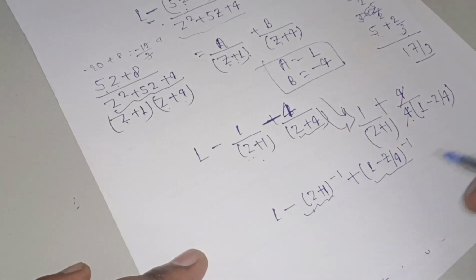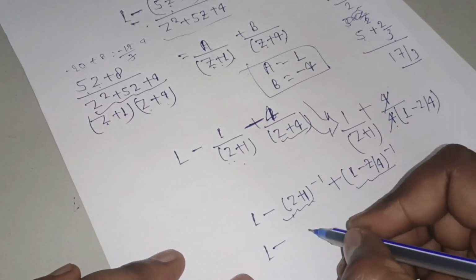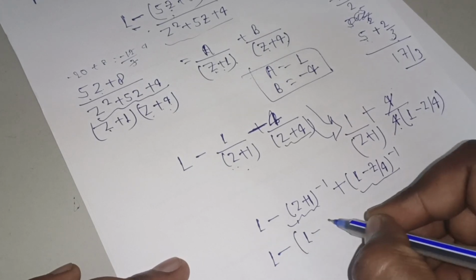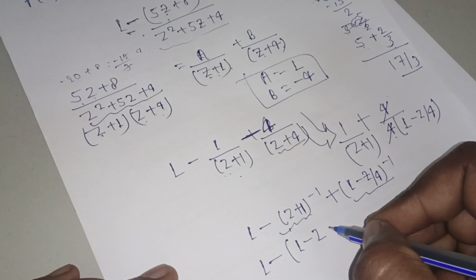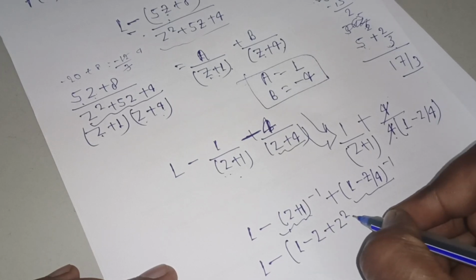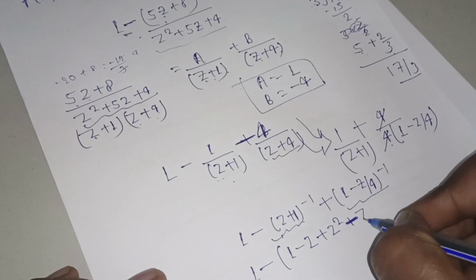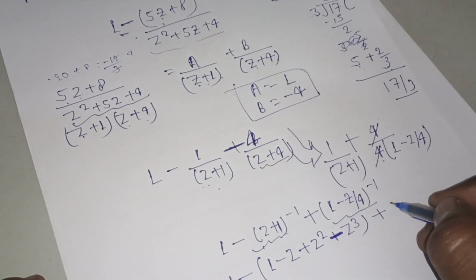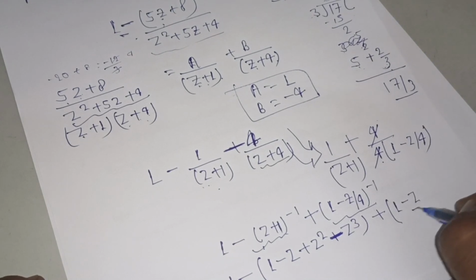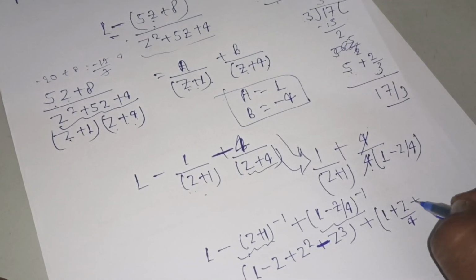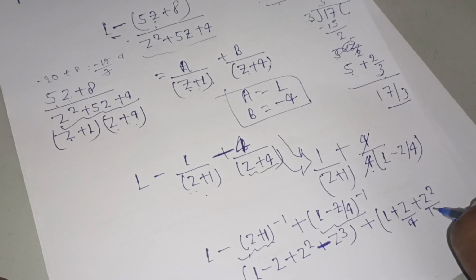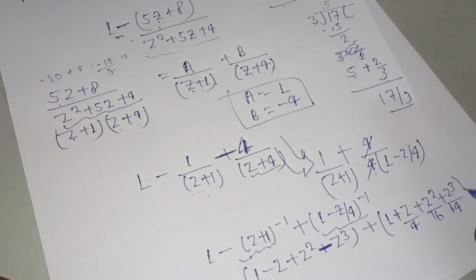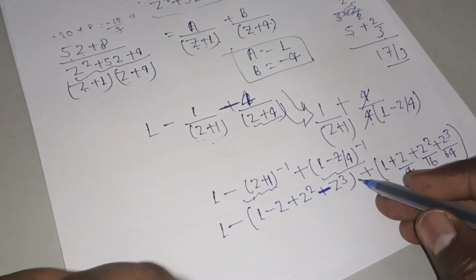Now, simple binomial expansion, right? So the expansion of 1 minus (z plus 1) inverse will be 1 minus z plus z square minus z cube, and same here, plus here is minus, so 1 minus z by 4 plus all plus z square by 16 plus z cube by 64. Okay, so this will be our expansion.